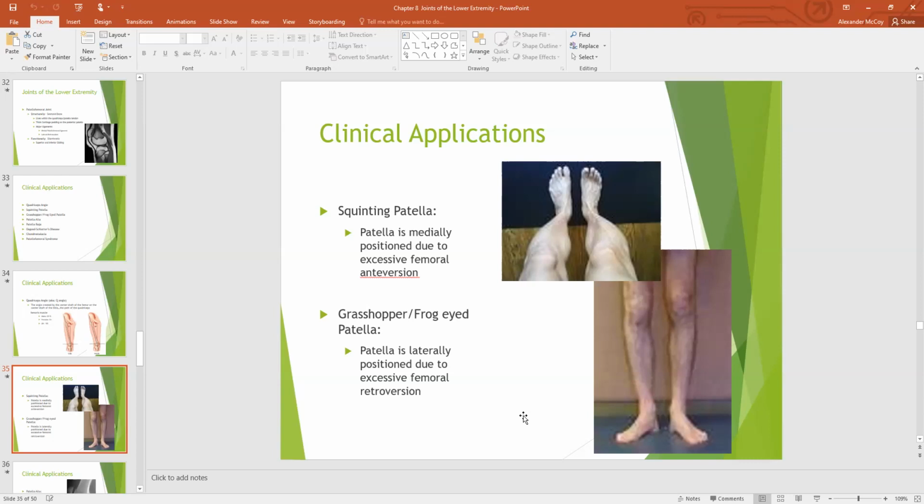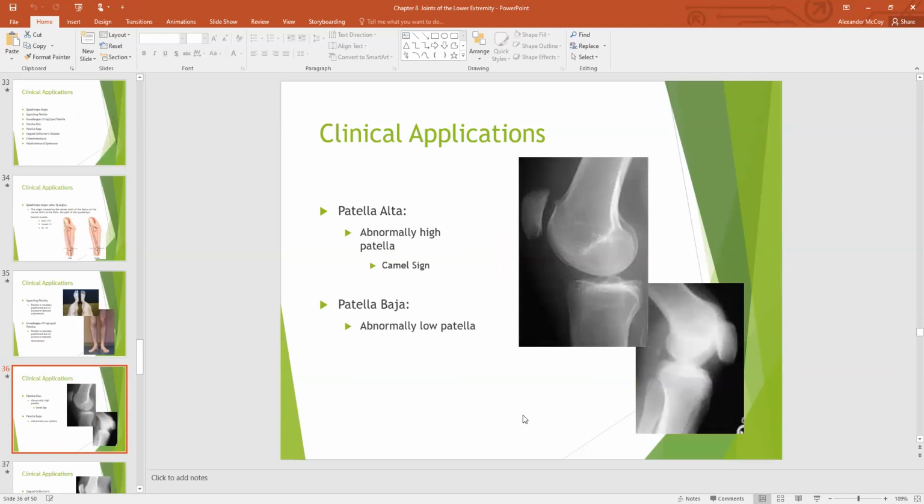So again, how your femur is kind of shaped and which way it goes impacts so much more than just what you would think. Now, this one's interesting. Again, you'll see this on your exam. Patella alta, patella baja, okay?